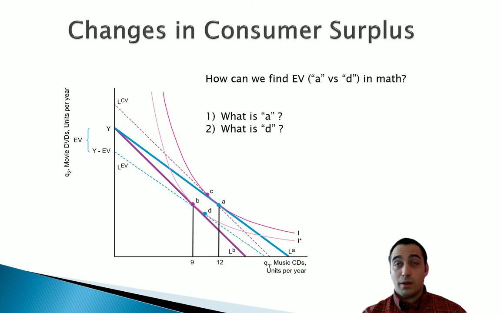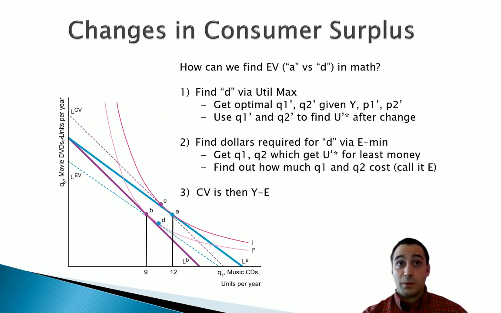Next question is, well, how could I find my equivalent variation mathematically? The process is largely the same. We're just doing a utility maximization subject to a different budget and an expenditure minimization subject to a different budget. So first thing we need to do is figure out our new maximum utility doing utility maximization.